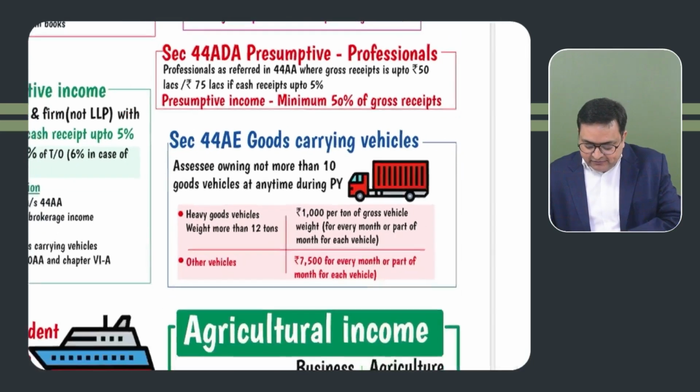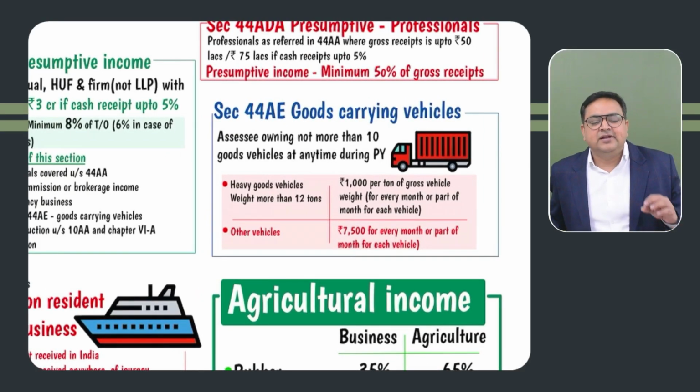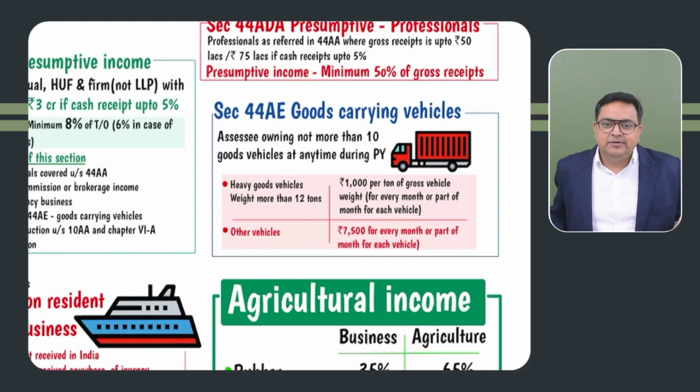Next presumptive income is 44AE. The persons who are in the business of goods carriage vehicles, and if this person does not have more than 10 goods carriage vehicles at any time during the previous year, they are eligible. How much would be the presumptive income? If it is a light goods vehicle or medium goods vehicle, the presumptive income is 7,500 per month per vehicle. 7,500 per month per vehicle.